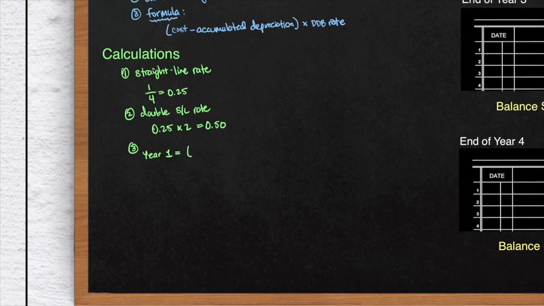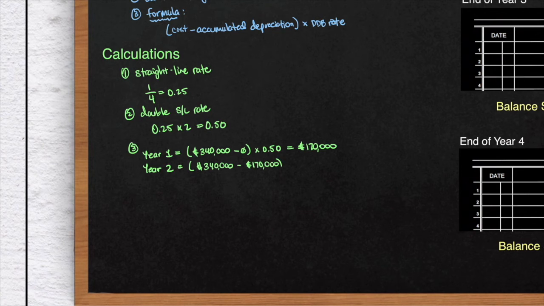In step 3, we're going to plug it into our formula for each one of the years. So let's start with year 1. Year 1, the cost is $340,000, and you minus the accumulated depreciation. But there is no accumulated depreciation in year 1 because you just attained that asset, so it's always 0, times the double declining balance rate of 0.50, which will give you $170,000.